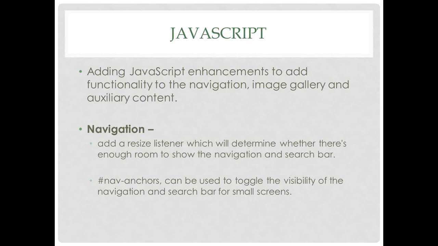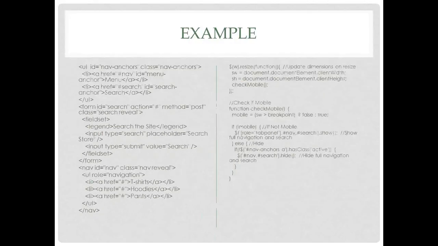Let me quote an example with navigation here. We can have a resize listener, which will determine whether there is enough room to show the navigation and search bar. If the listener says there is enough space, then we will show the navigation and search bar. Otherwise, we will hide it. On hover, we may show the navigation and the search bar. So we can have a nav anchor, and it can be used to toggle the visibility of the navigation and search bar for small screens.